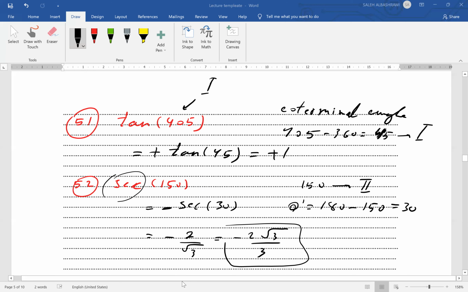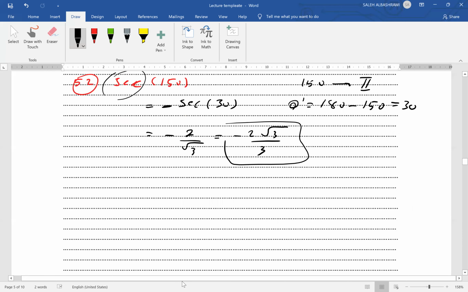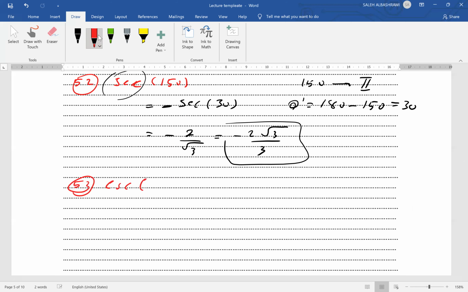Number 53, cosecant of 4 pi over 3. Cosecant of 4 pi over 3. Now, 4 pi over 3, which quadrant is this in? Is it in the second or in the first quadrant? Let's see.